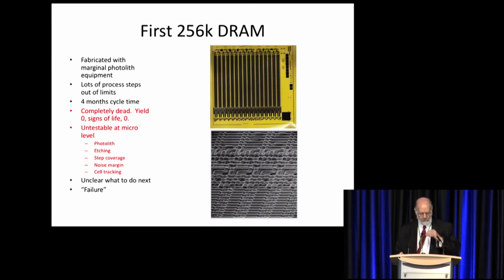Okay, so our first circuit was going to be a 256K dynamic DRAM. And that was something that the industry was striving to do at the time. And our goal was to make this in the same technology, or a subset of the same technology we were going to use for our microprocessors, because we didn't want to have two radically different things going on in our fab.